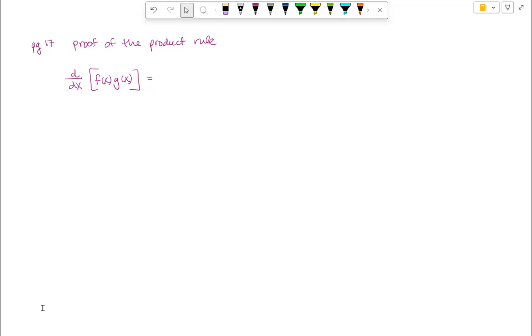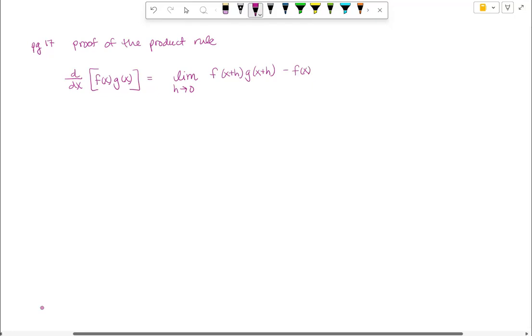So if I'm taking the derivative of f of x times g of x, we could start this by thinking of this as the limit as h, or delta x, I'm going to use h, as h approaches 0, of f of x plus h times g of x plus h minus f of x times g of x, all of that over h. All right, so we said this limit gives us the definition of the derivative.